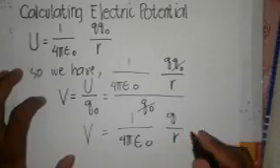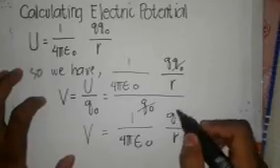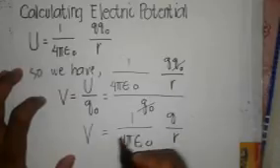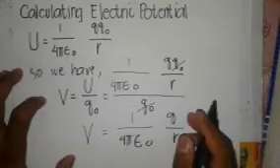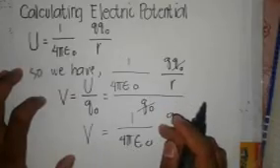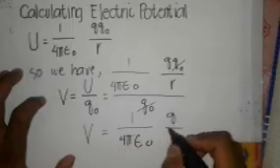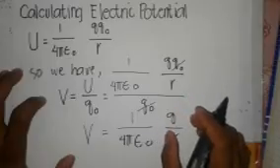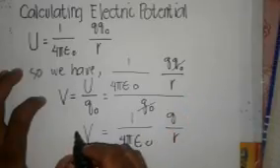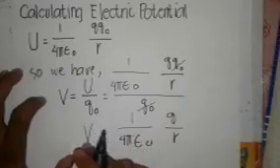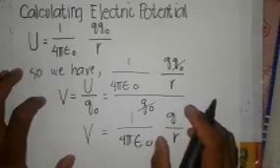If we have a positive charge, then the potential that it produces is positive at all points. But when we have a negative charge, then the potential that our charge produces is negative everywhere.